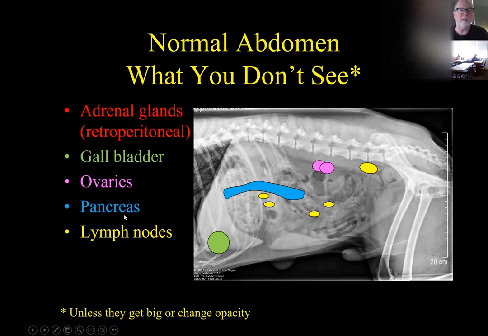And then we have adrenal glands. I don't have them on here. I do on the VD view in a minute. But the adrenal glands live right next to the kidneys. So the adrenal glands would live right up in this area, right near the kidneys. But typically we don't see them on radiographs.